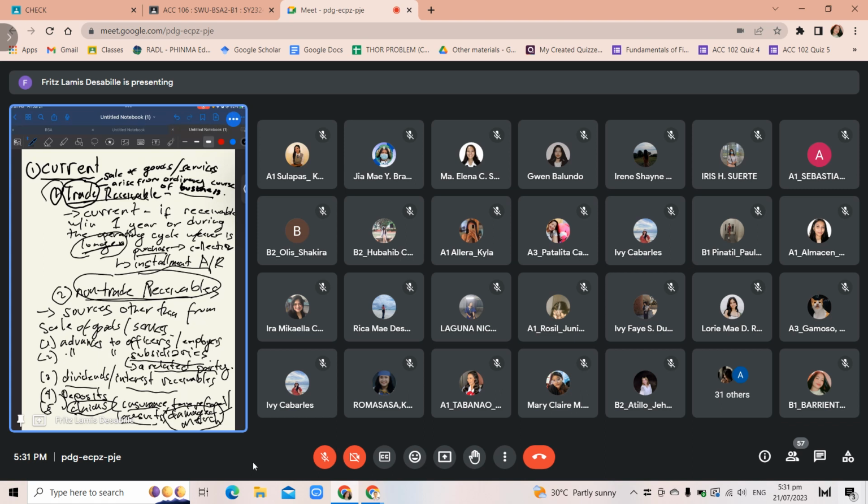Alright. So this is still on non-trade, on current, guys. Again, the most important thing here, guys, is when do we classify a receivable as current? If it is a trade receivable, when do we classify it as current? Remember this, guys, specifically this one. Okay? So I go to the next page.